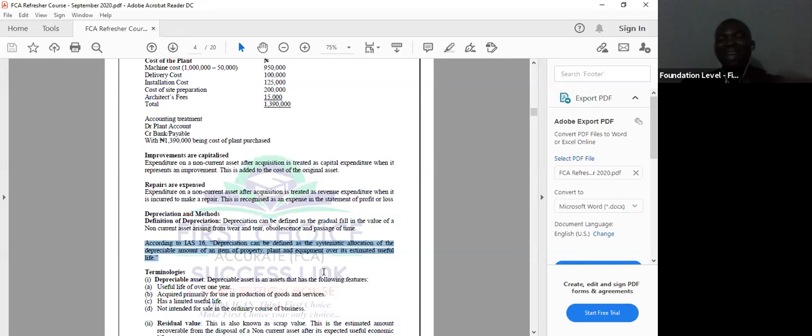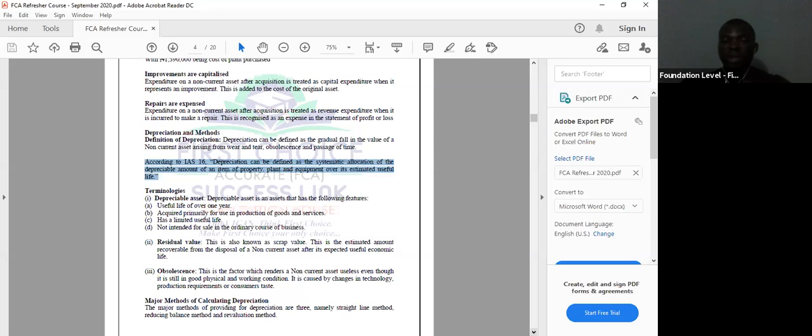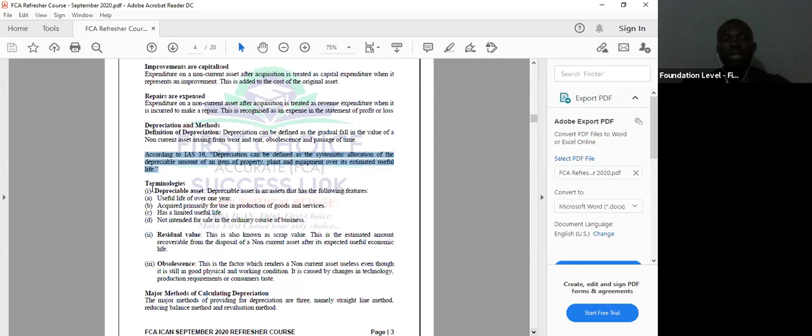Now, there are various methods used to calculate depreciation. But before we move into that, let's look at the terminologies involved in it. Some of the terminologies is, one, depreciable asset. I've explained this. A depreciable asset is an asset that has some features, like a useful life of over a year. The example of non-current assets, they have a useful life of more than 1 year.